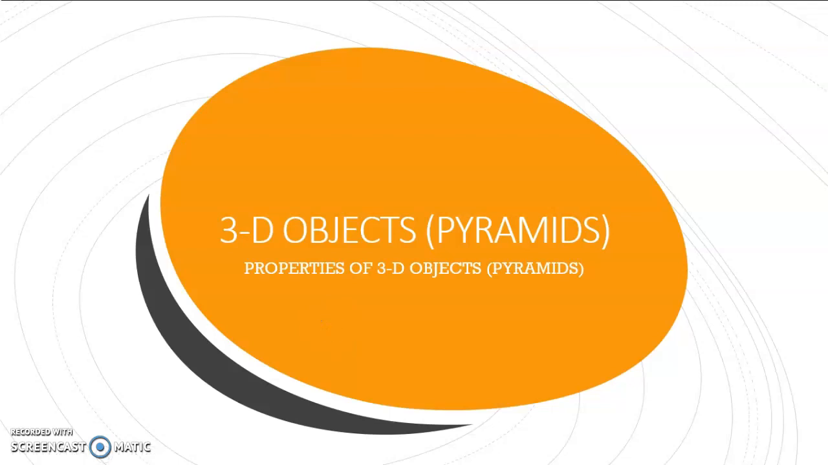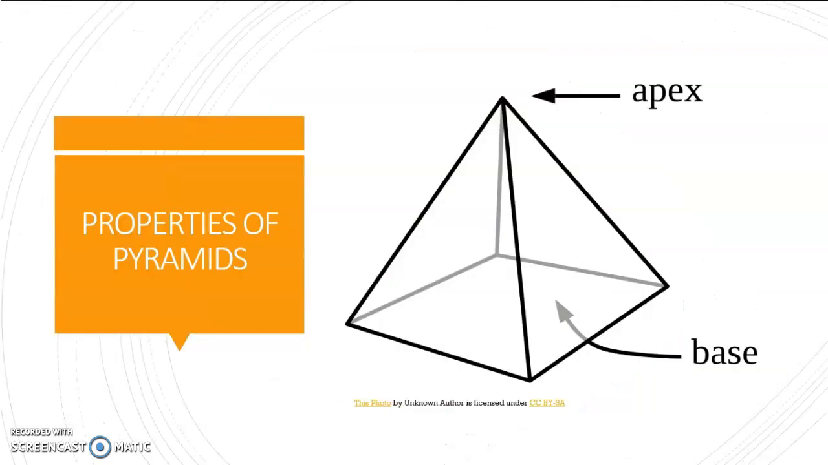Today we will continue with our 3D objects and we will be looking at pyramids. If we look at the properties of pyramids, it has a base and it has an apex. How is this different from prisms? A prism has an identical base at the bottom and at the top, whereas a pyramid ends in an apex. The different faces all join at the apex.